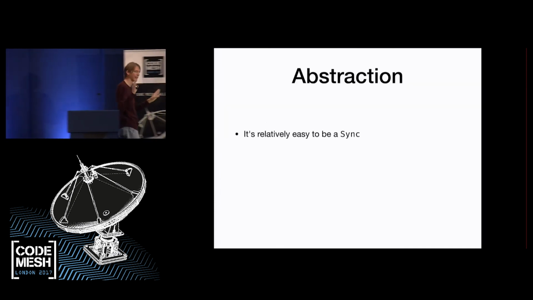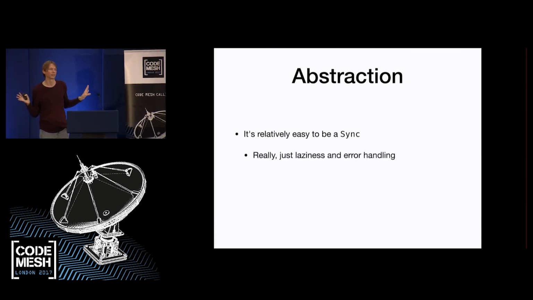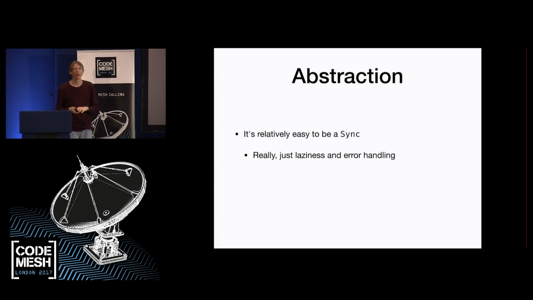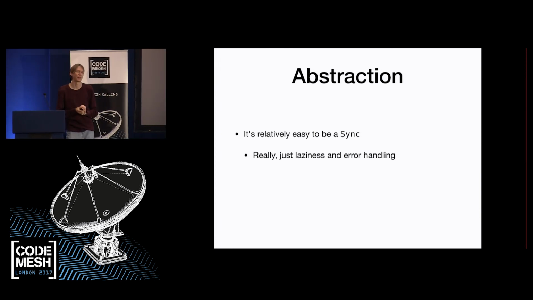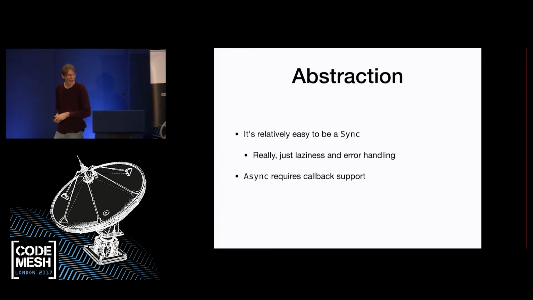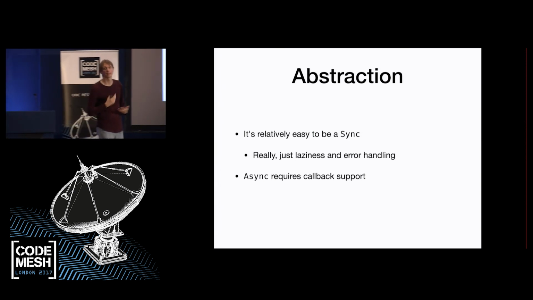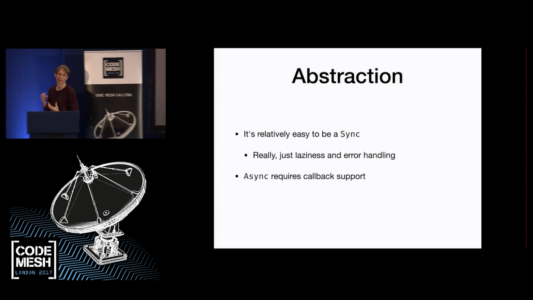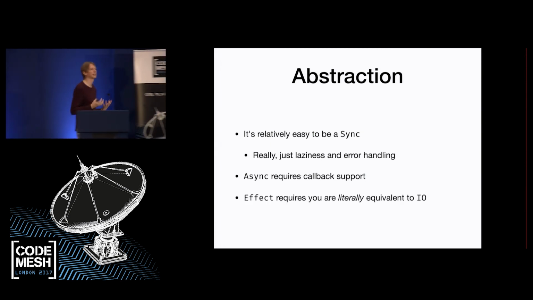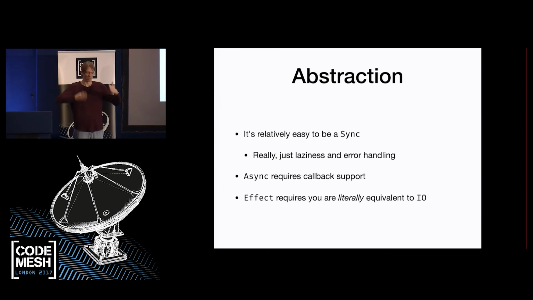So it's relatively easy to be a Sync. Basically, all you need to be this is laziness and error handling. Those two things, you're probably going to be fine. If you're familiar with Cats, there's this type in the library called Eval. Eval is not a Sync because it doesn't have error handling. But if you do EitherT of Eval, it is a lawful Sync. Async requires callback support, okay? Callbacks are kind of difficult to handle correctly, especially if you care about stack safety. So there are a lot fewer types that actually fall into this category. And then finally, the Effect type class: if you have an instance of Effect, you are literally as powerful as I/O. You're basically an I/O monad right there. But there could be many different instances of this, right?